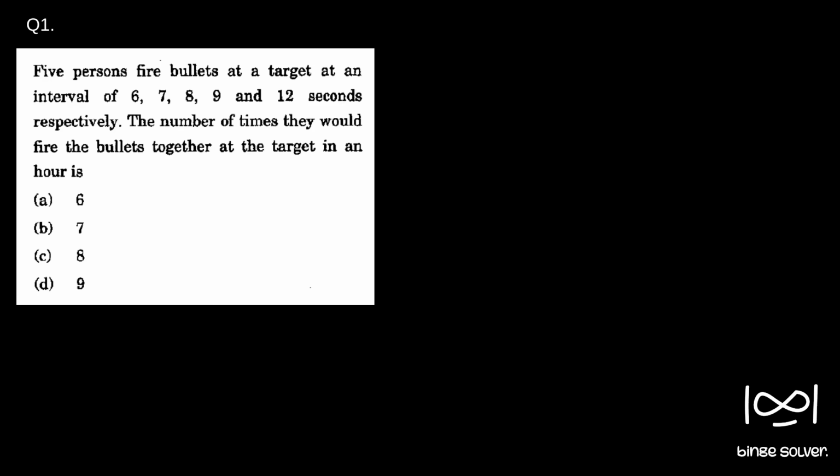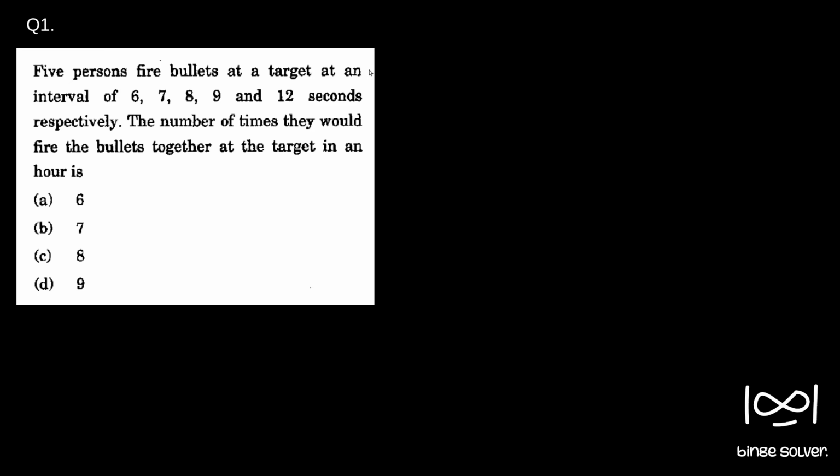So question 1. Five persons fire bullets at a target at an interval of 6, 7, 8, 9 and 12 seconds respectively. The number of times they would fire the bullets together at the target in an hour is.